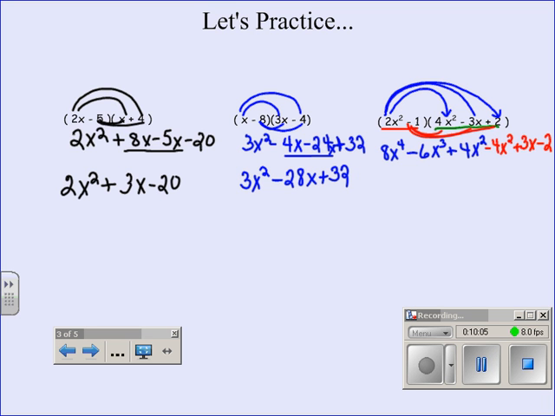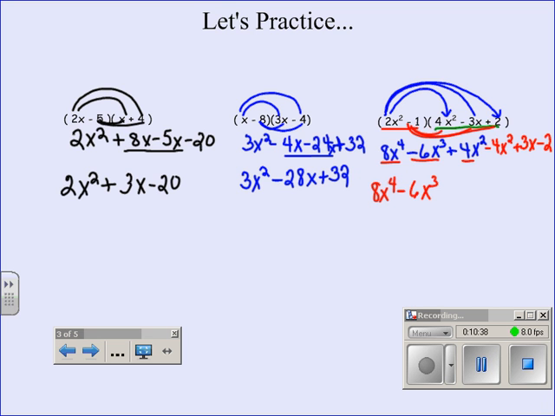I'm done multiplying, but I am not done with the problem because I can't finish until I have combined all my like terms. So when I look at the first term, 8x to the fourth, I do not have anything else that has the exponent of 4, so I'm going to write that just like that is, 8x to the fourth. Then I look at my negative 6x cubed. Again, I don't have anything that I can combine that with, so I'll just rewrite that, negative 6x cubed.